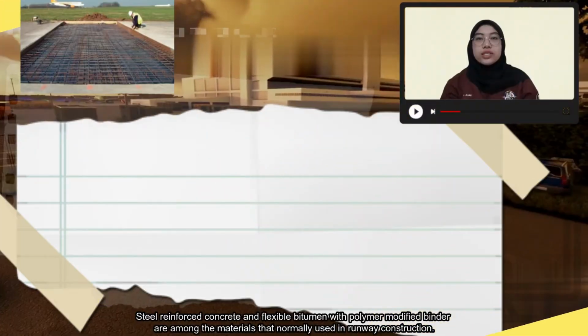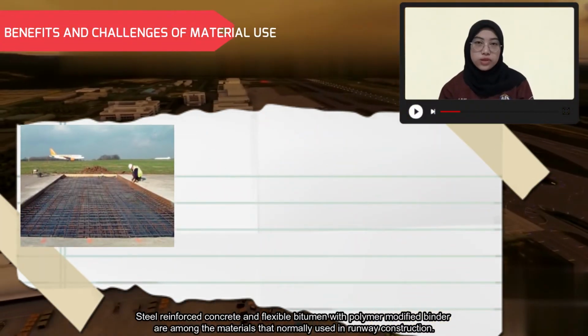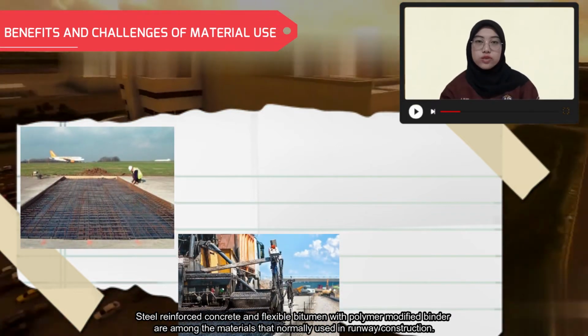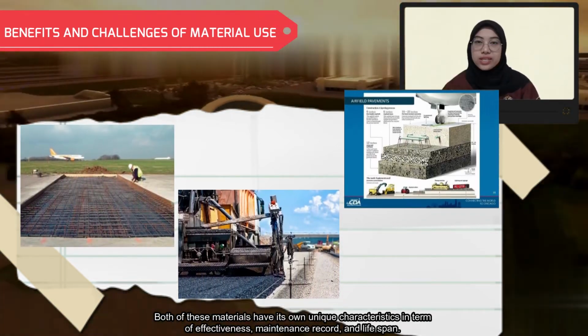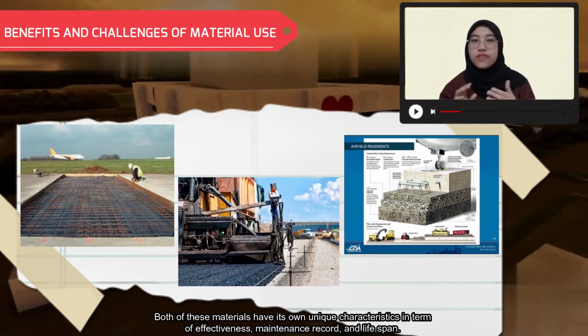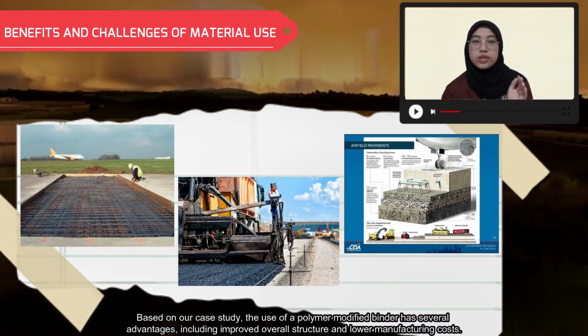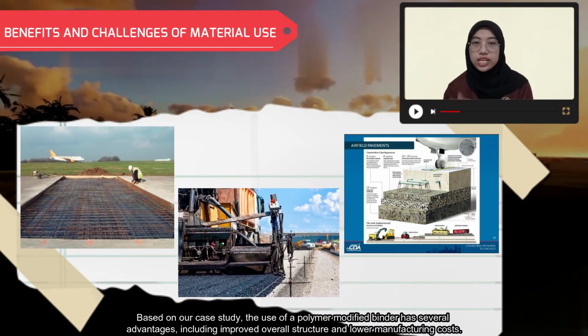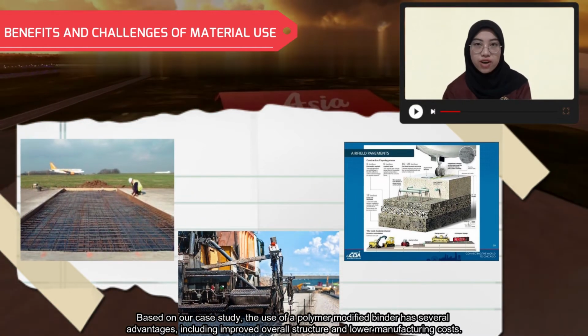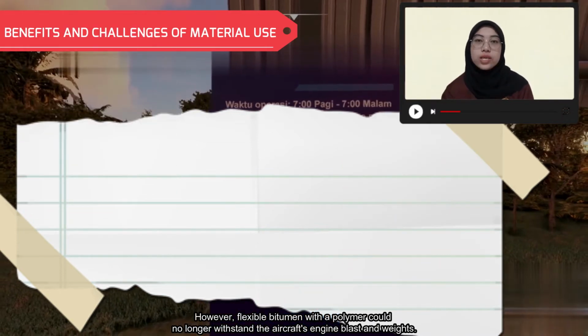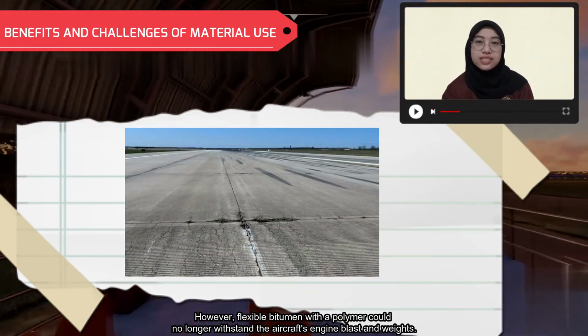surface. Steel reinforced concrete and flexible bitumen with polymer modified binder are among the materials that are normally used in runway construction. Both of these materials have their own unique characteristic in terms of effectiveness, maintenance record and lifespan. Based on our case study, the use of polymer modified binder has several advantages including improved overall structure and lower manufacturing costs. However, flexible bitumen with the polymer could no longer withstand the aircraft's engine blast and wakes.